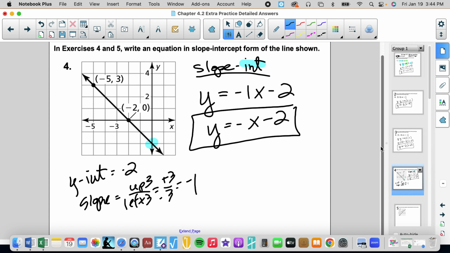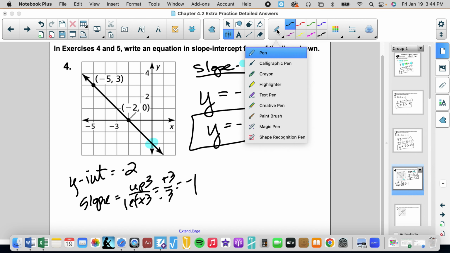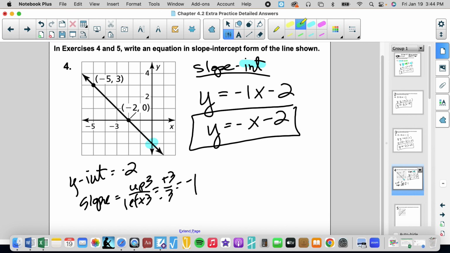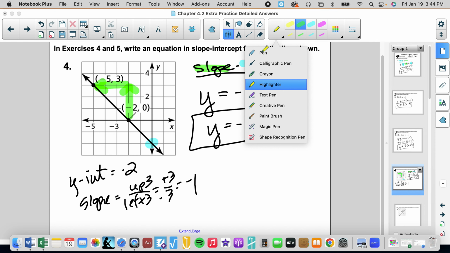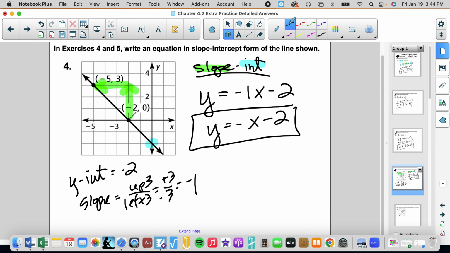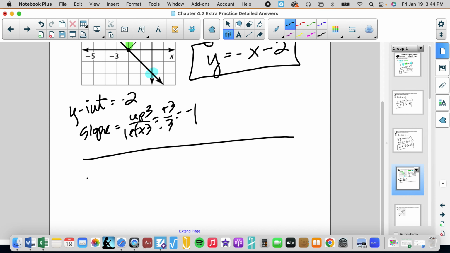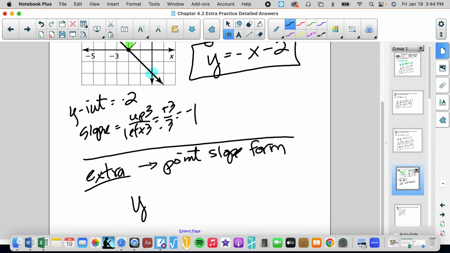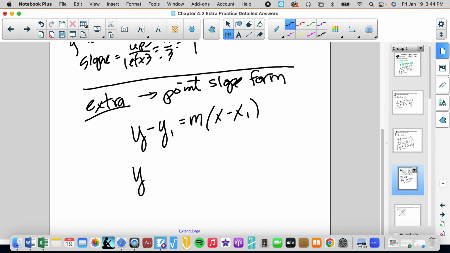Now, I'm going to ask you to do a little extra. I just want to point out the slope, but I want you to write it in point slope form from this information. So the next part, the extra, would be write it in point slope form. And so point slope form is y minus y sub 1 equals m times the quantity x minus x sub 1. So we know what the slope is. We know the slope is negative 1.